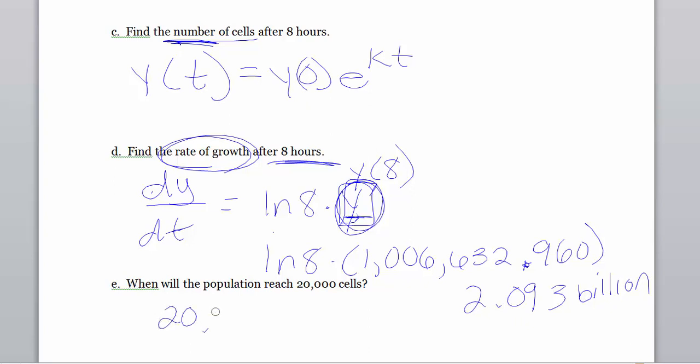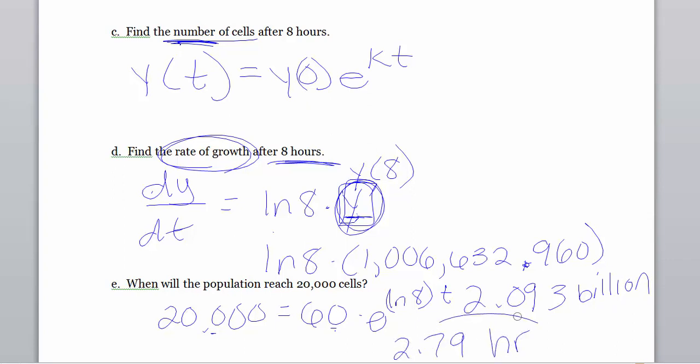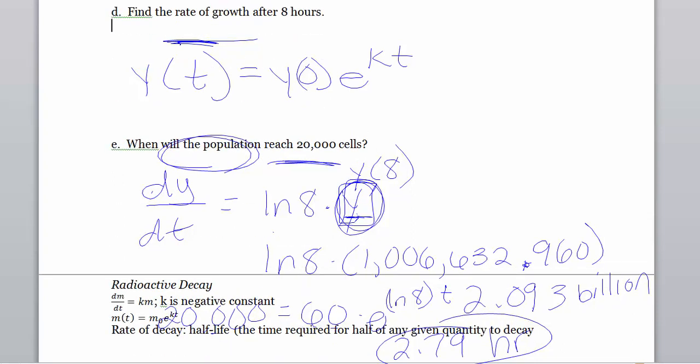So I would say 20,000 equals 60 times e to the natural log of 8 times t, and solve for t. So do some algebra, divide both sides by 60, take the natural log of both sides, and this comes out to be 2.79 hours. I'm trusting that you could do this algebra from last year. It's really just solving an exponential equation. See, that's why we do all this stuff. And then I think I have one more problem.